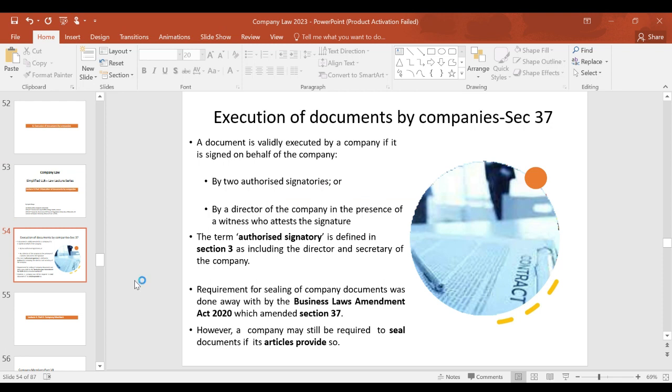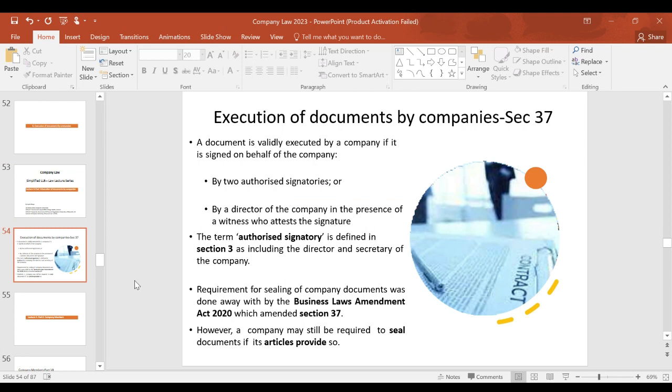So, for a company to validly execute its documents, there must be those who will be acting on behalf of that particular company. And there are only two people who have been recognized under Section 3 of the Companies Act as the authorized signatories of a particular company. That includes the director of the company and also the secretary of that company.